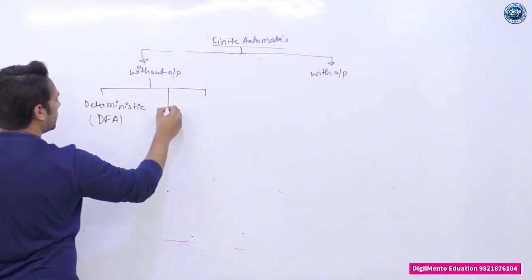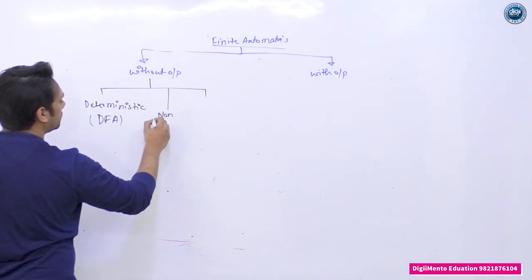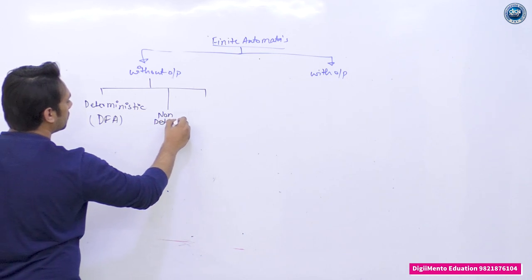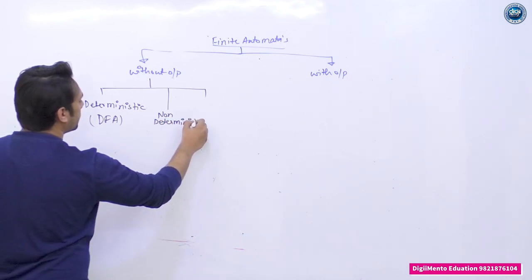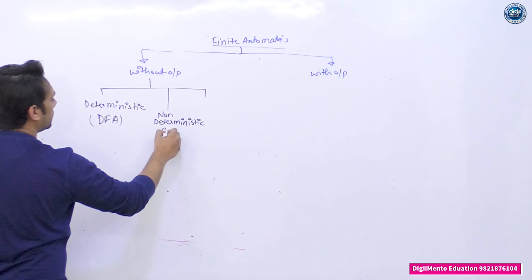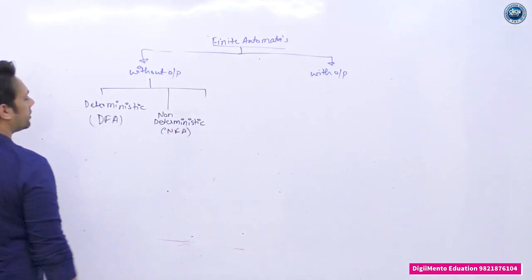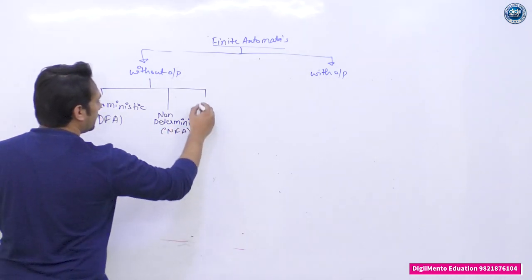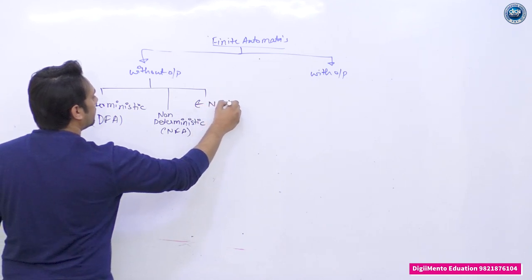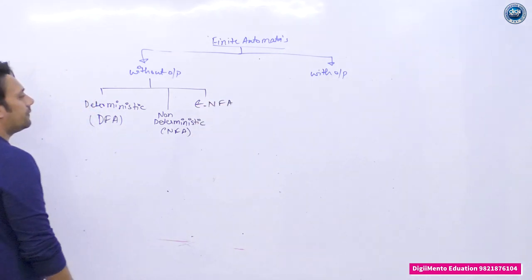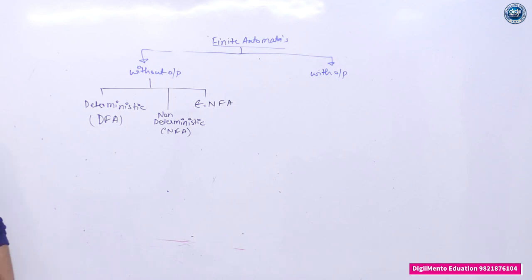The second one will be non-deterministic, which will be called NFAs, non-deterministic finite automata. And the third one will be epsilon non-deterministic finite automata. The symbol is epsilon.